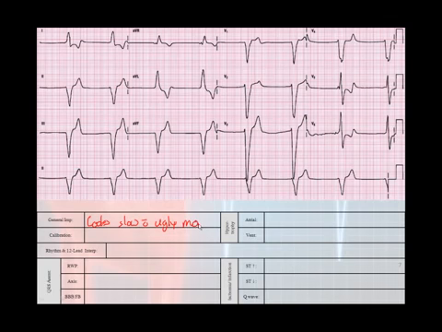ugly morphologies. Now, as you go through the interpretational process, you will eventually find out what exactly you're looking at and why it looks the way that it does. But right now, I just want to concentrate on general impression.